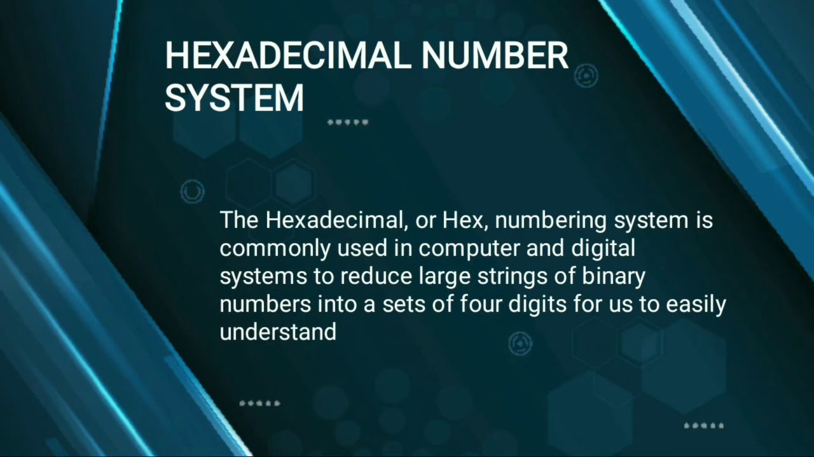Now the hexadecimal system. The hexadecimal system uses base 16 and has digit symbols from 0 to 9 and alphabetical letters from A to F. It is used in computers to reduce large data into sets of 4 digits for easy understanding.